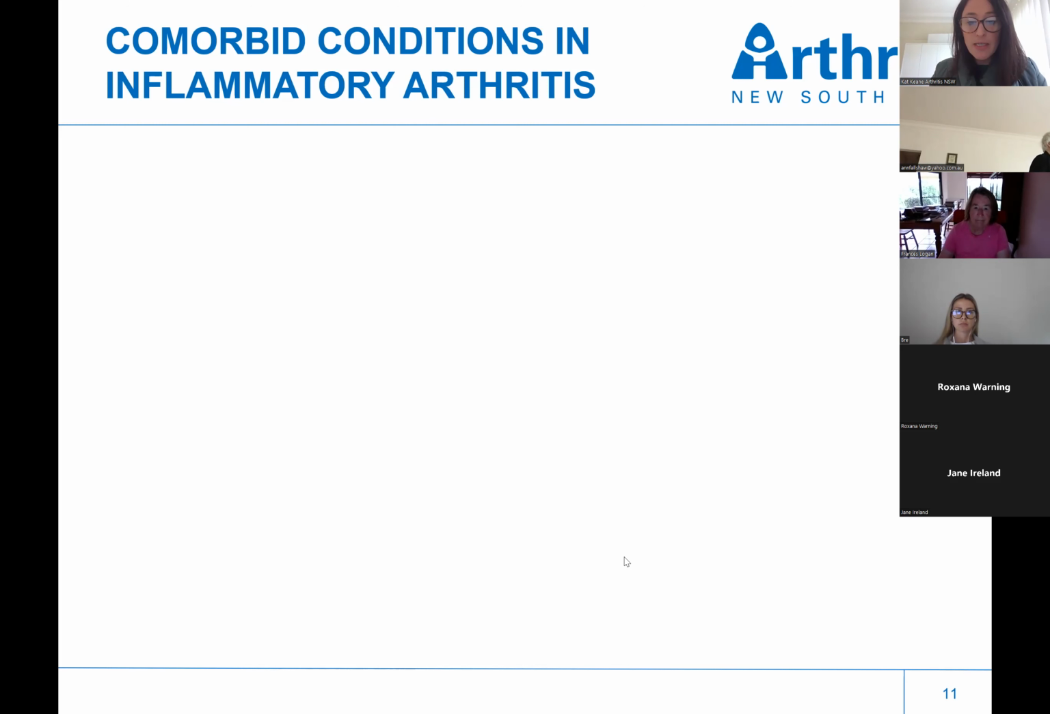Remember, these are anonymous. So you should be able to see those results on your screen now. So 38% of the 16 people here today have a form of heart disease or hypertension, 63% showing with depression, 56% comorbid with osteoarthritis, 6% with kidney or liver disease, 19% with osteoporosis, 6% lung disease, and 44% other.